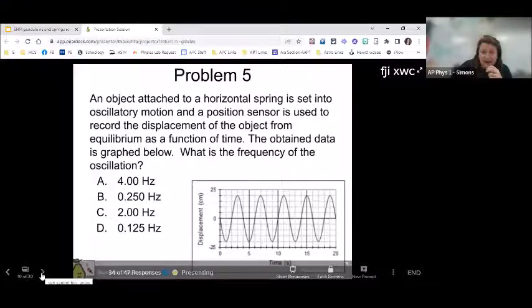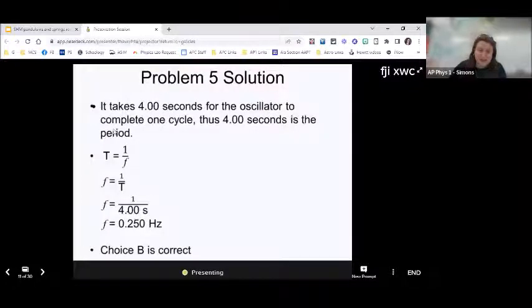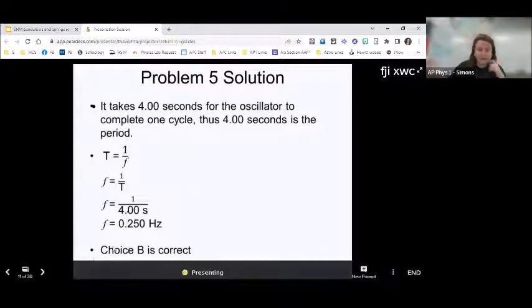All right, so looking at our graph, probably one of the easier things to do is to figure out the time it takes for one complete oscillation, which was kind of hinted at in the previous question. So from time 5 to time 9, that is one complete oscillation. That is 4 seconds, and that is the period. If you look on your equation sheet, it shows you that period is the inverse of frequency, or frequency is the inverse of period. So 1/4 seconds gives you 0.25 hertz. So that is answer choice B as in boy. Good job. All right, next one.